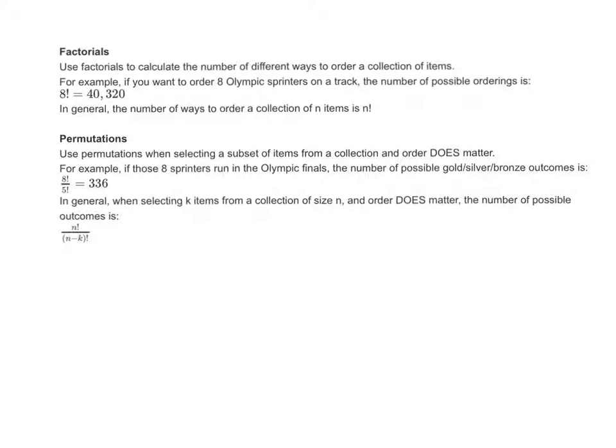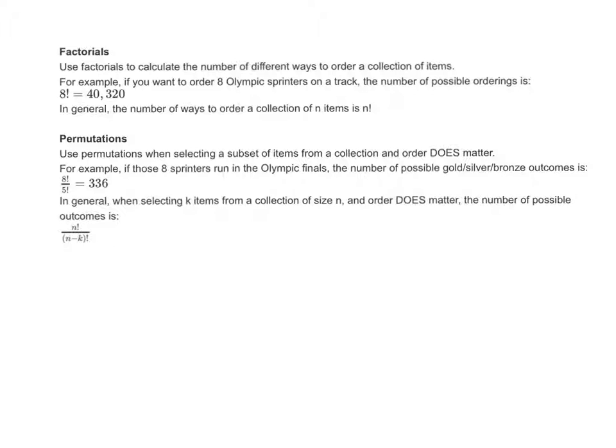Next, let's look at factorials. In probability, we use factorials to calculate the number of different ways to order a collection of items. So, for example, suppose we have 8 Olympic sprinters on a track, and we want to organize them in the different lanes. We actually have 8 factorial different ways of organizing them. And 8 factorial means 8 times 7 times 6, all the way down to 1. And your calculator can do that relatively quickly, and it turns out that there are 40,320 different ways to order those 8 Olympic sprinters. It's kind of impressive. And in general, the number of ways to order a collection of n items is n factorial.